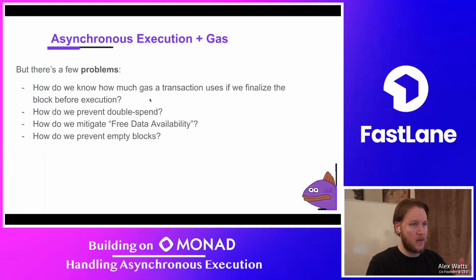How do we make sure that a transaction is actually able to pay the gas cost ahead of time? How do we mitigate free data availability, which is just a way of saying information gets posted without actually paying for it? And how do we prevent empty blocks, which is very bad, not just in terms of throughput, but also in terms of validators trying to maximize their revenue so as to keep the network really decentralized and focused on a fully distributed blockchain.